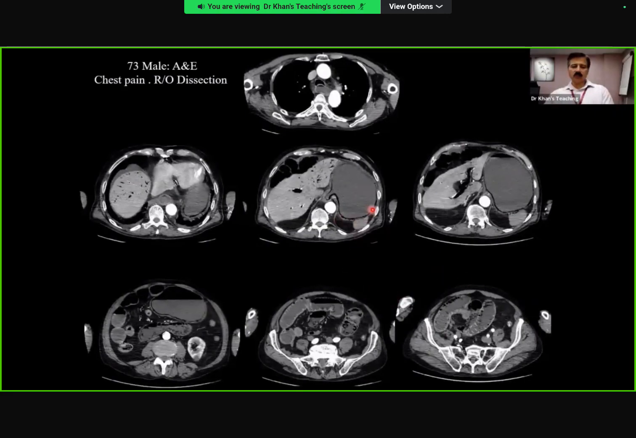What is your diagnosis here? Around the stomach, what is happening? So there's pneumatosis within the stomach. Right. Wall.